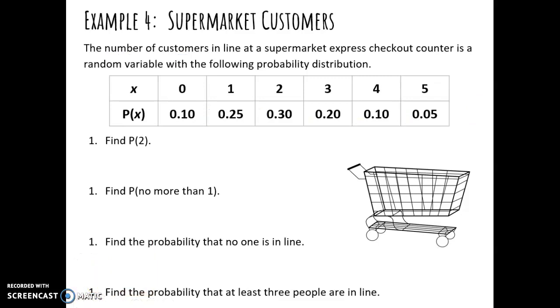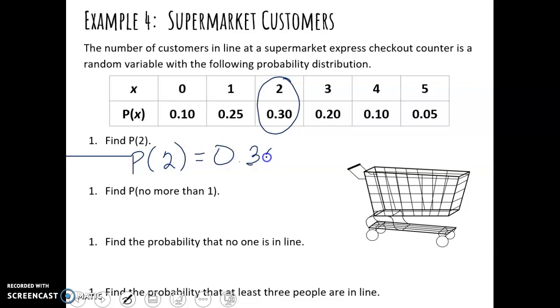So next, it asks us some questions. Find the probability of a 2. So the probability of a 2 is right there. The probability of 2 is 0.30.